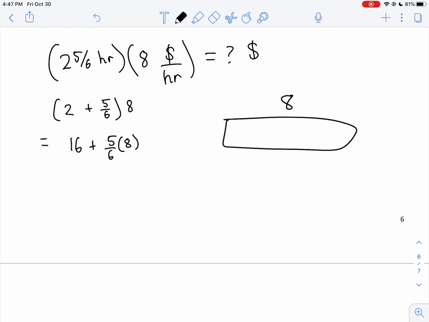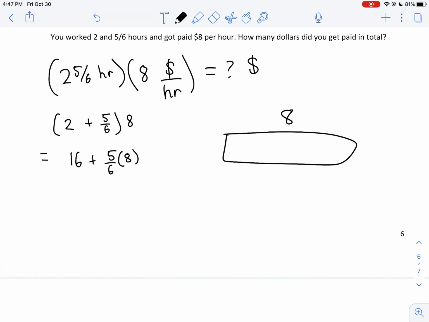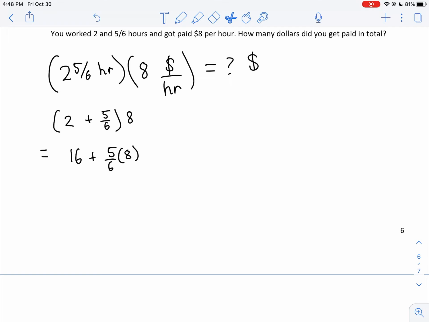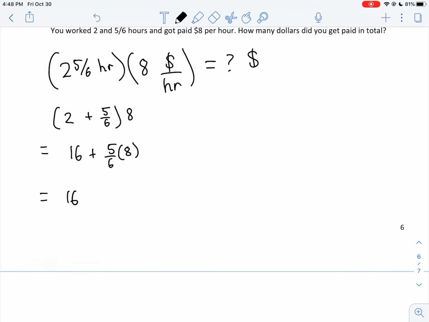If I was doing a visual, right, I would say, hey, there's 8. This is $8 or 1 hour. And I would break it up into 6 equal pieces and figure out how many dollars are in one of those pieces, and then do 5 of those pieces. All right, I'm going to leave the image off, but it's this partitioning followed by iterating.